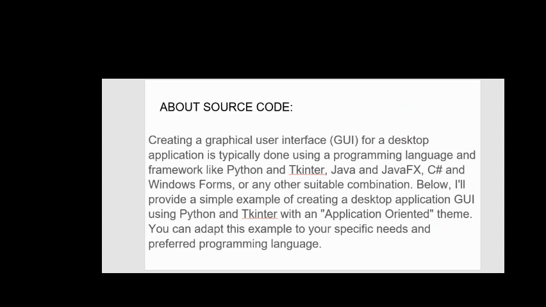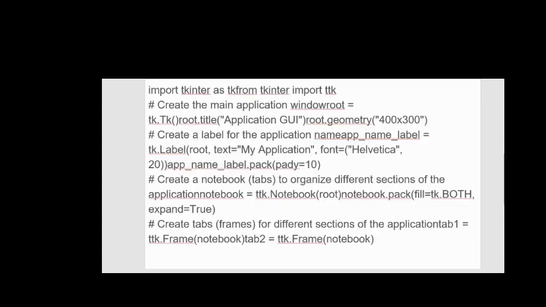Here, creating a graphical user interface for a desktop application is typically done using a programming language and framework like Python and Tkinter, Java and JavaFX, C# and Windows Forms, or any other suitable combination. Below, I'll provide a simple example of creating a desktop application GUI using Python and Tkinter with an application-oriented theme. You can adapt this example to your specific needs and preferred programming language. This is one example of how I have created the code.